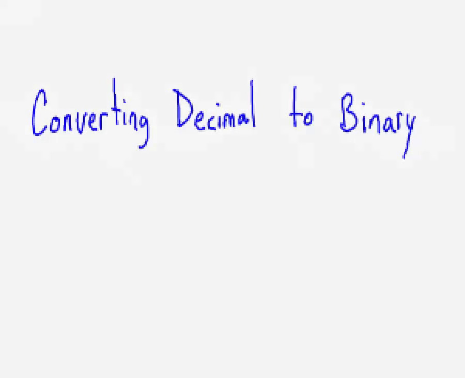This video explains how to convert decimal numbers to binary numbers. The first step is to choose your decimal number. So for example, let's choose the number 46. So we write the number 46 on our page, and then the second step is to write 8 spaces.